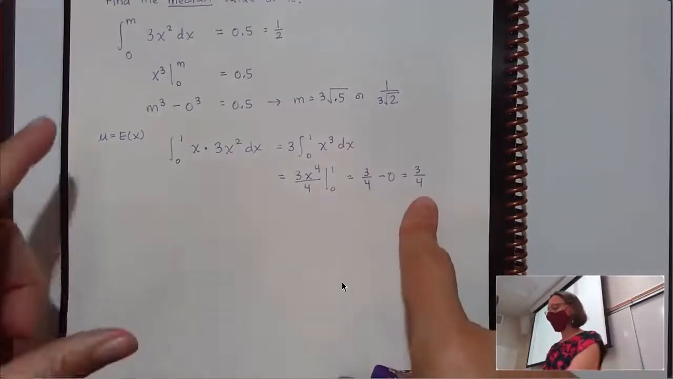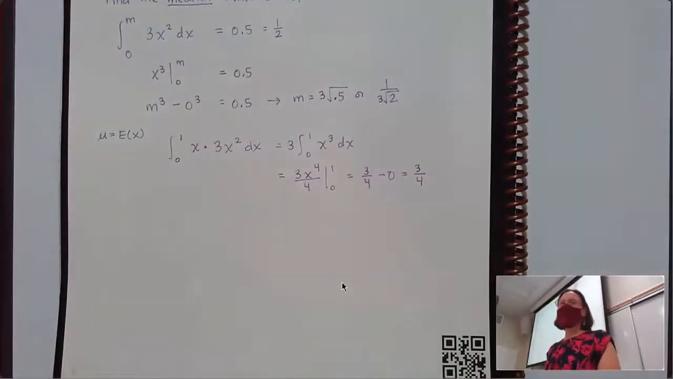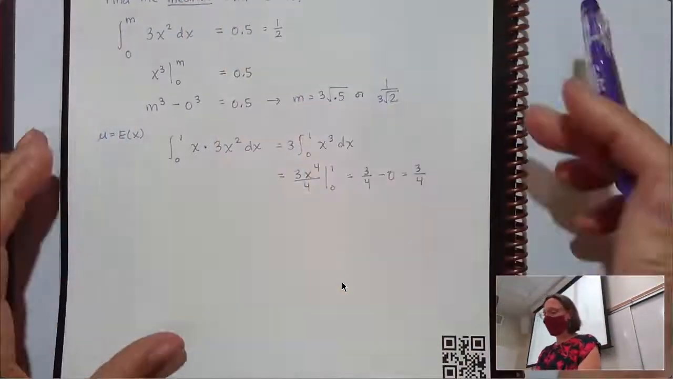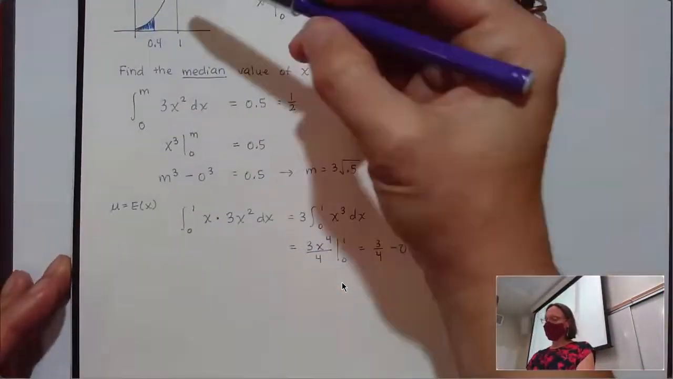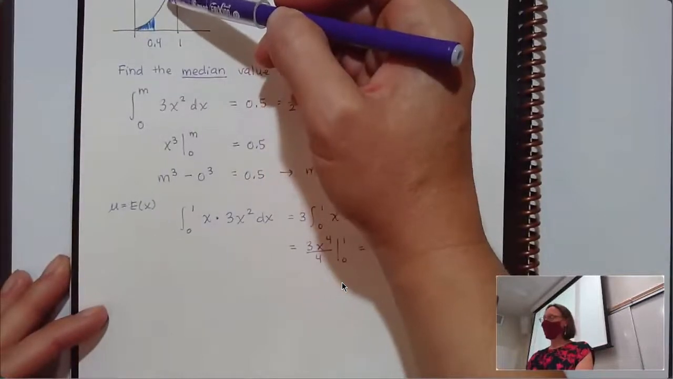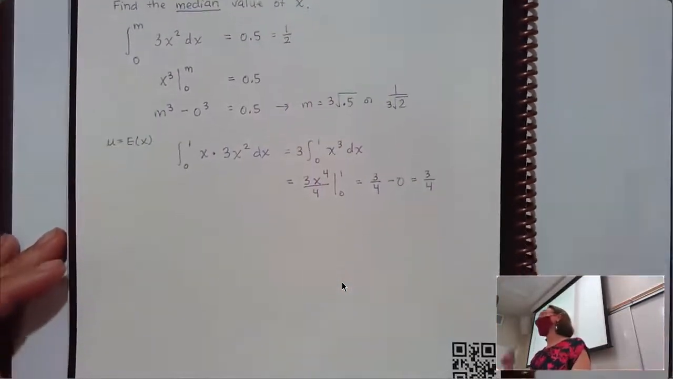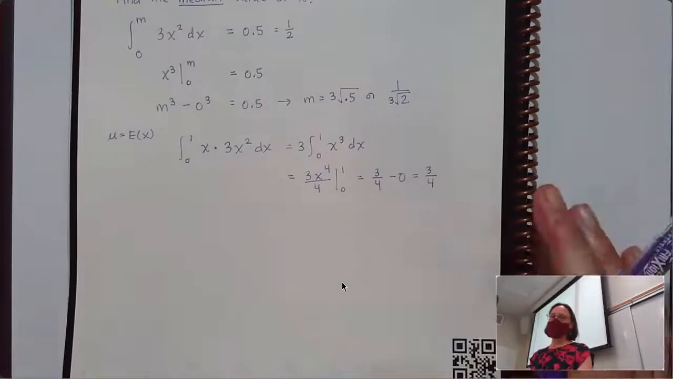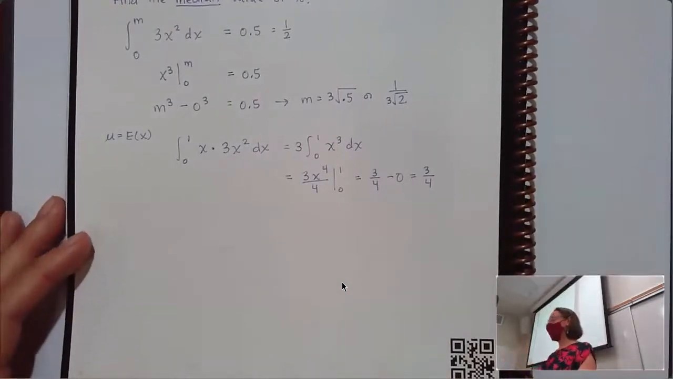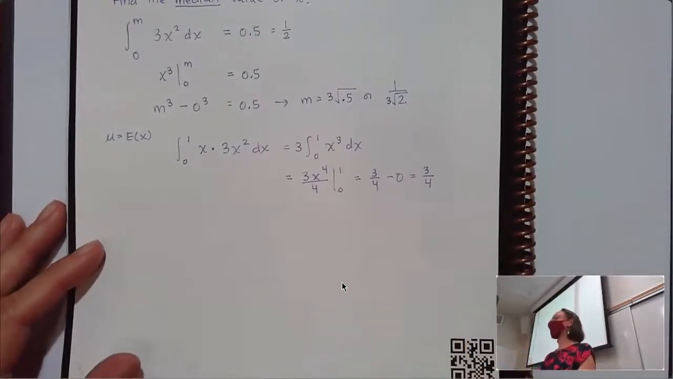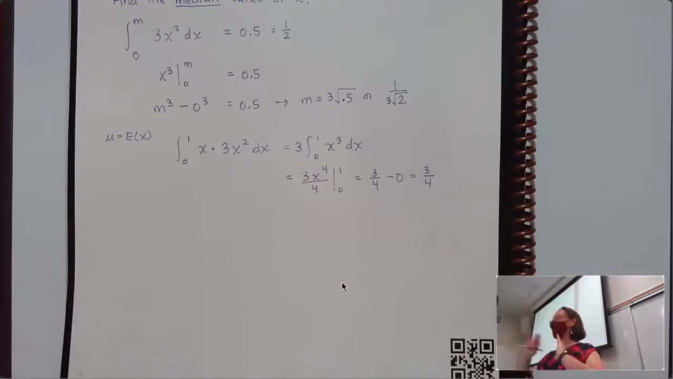I'm looking for a number between 0 and 1. And since the probabilities are bigger towards 1, I would expect it to be closer to 1 than to 0, but you don't need to worry about having that intuition. As long as you got a number within the domain, we're good.